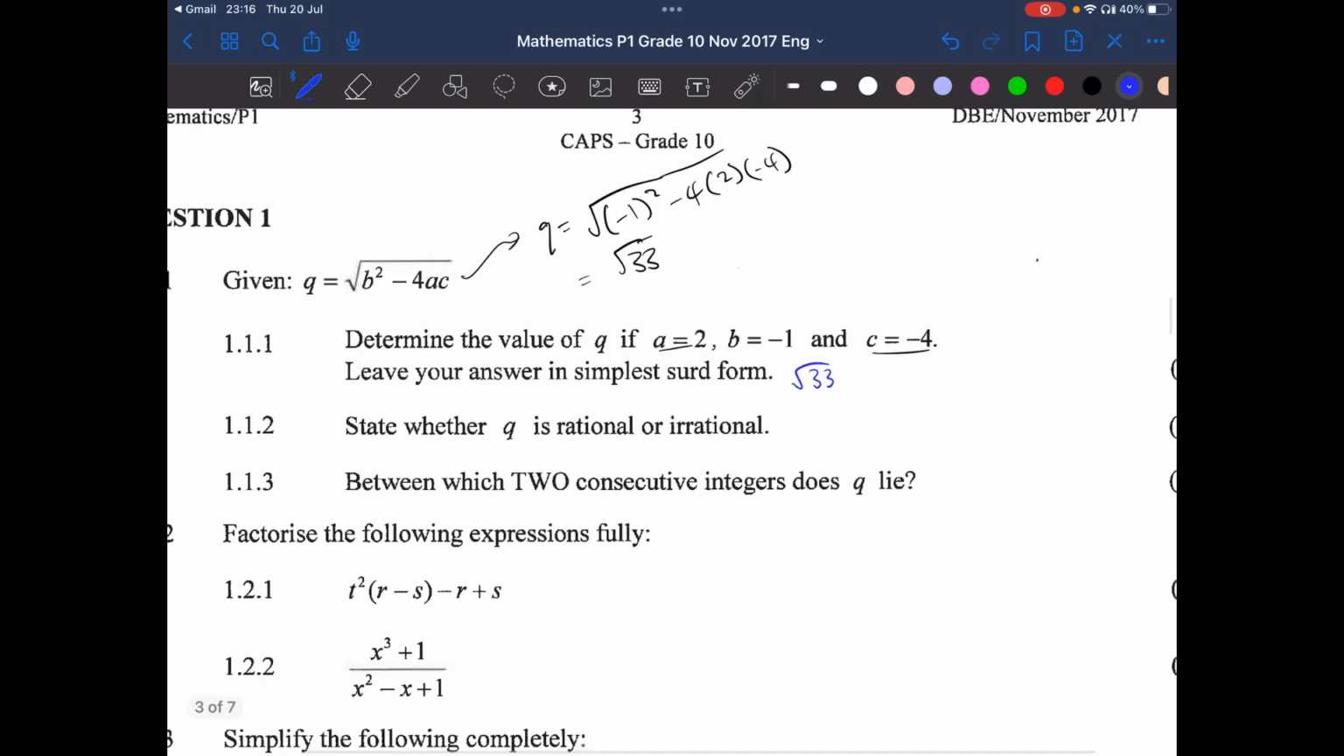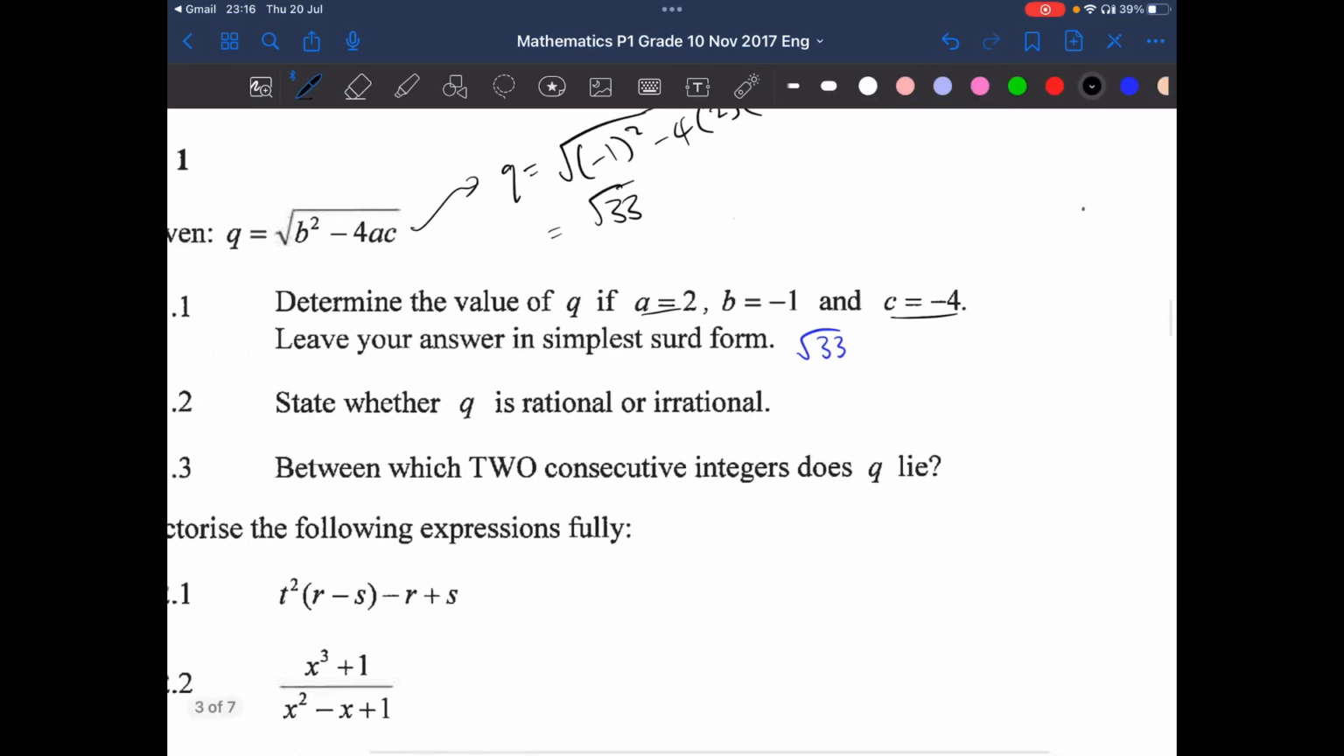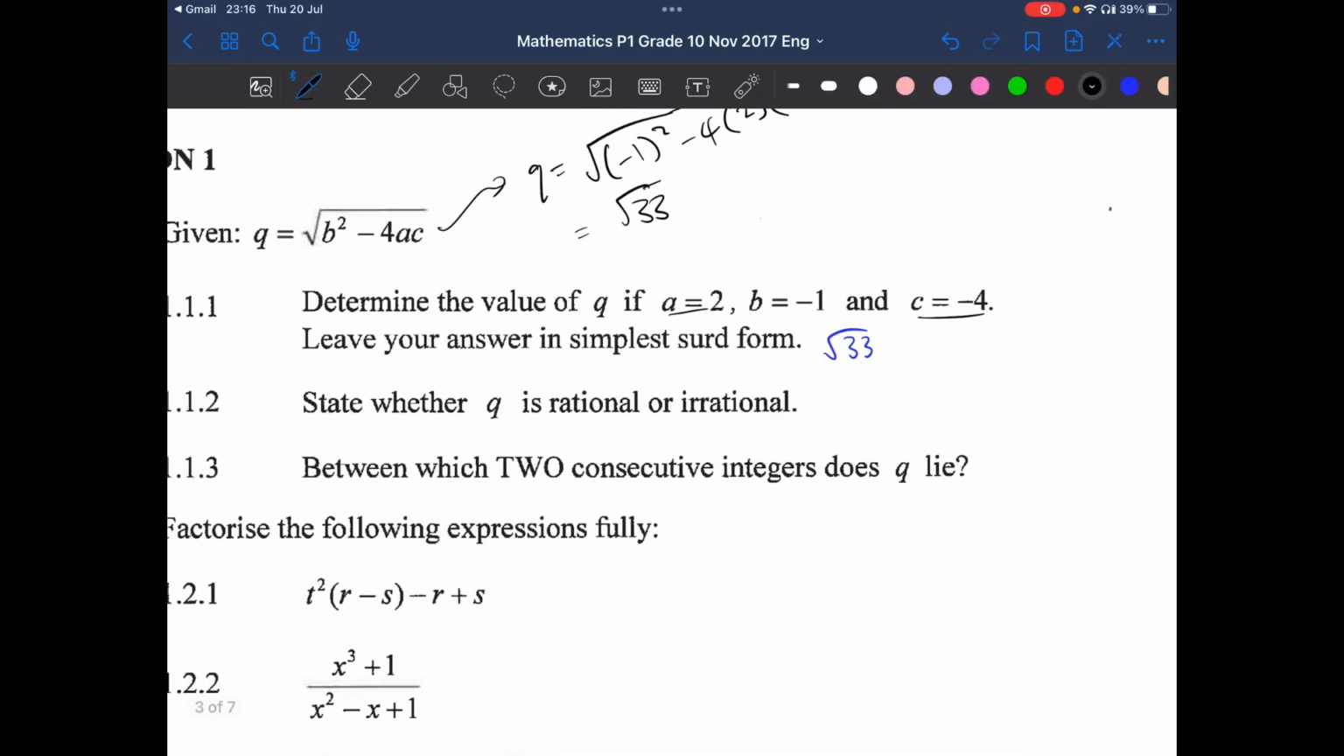Okay, next question is, state whether q is rational or irrational. Now remember, rational numbers are numbers that can be expressed in a fraction form, so in the form of a over b, whereas irrational numbers can't be expressed that way. There's no pattern. So if we take root of 33, 33 isn't a perfect square, so that means we aren't going to get a rational number, so that means that q is irrational.